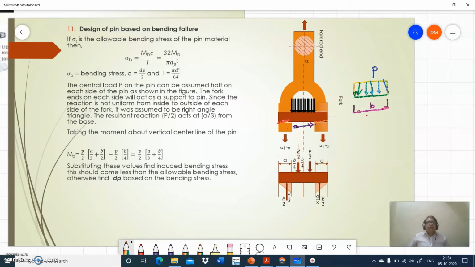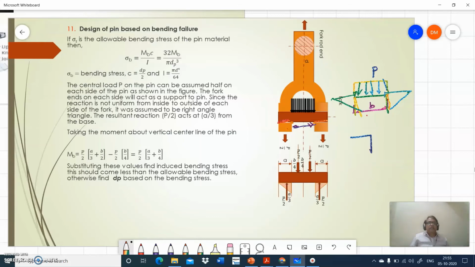And here, when you take just an example of this, you can consider these are the two supports of this one, and this is the eye. So at this point the stress will be more. That means here the stress will be more at these inner points, and at the outer point the stress will be less. So that's why it is assumed that it is a triangular distribution.